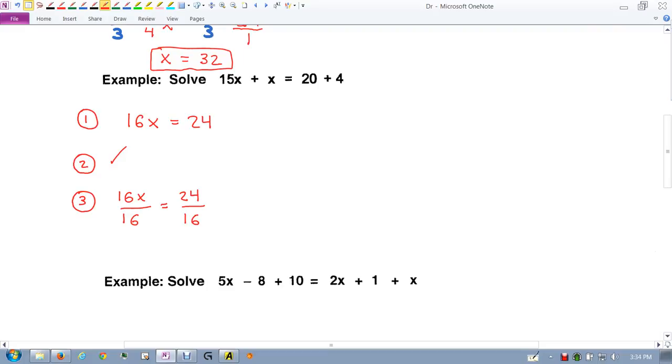Now the left side just becomes, what does the left side become? Just x, right? So I'm going to continue this over here. The right side, 24 over 16, can be reduced. That's about all we can do to it. So what goes into both 24 and 16? 8 goes into both? So we have what? 3 over 2.